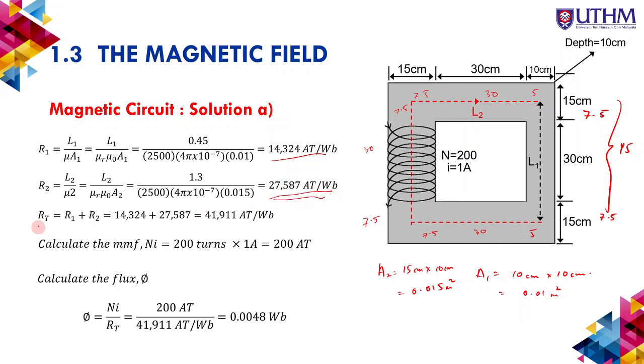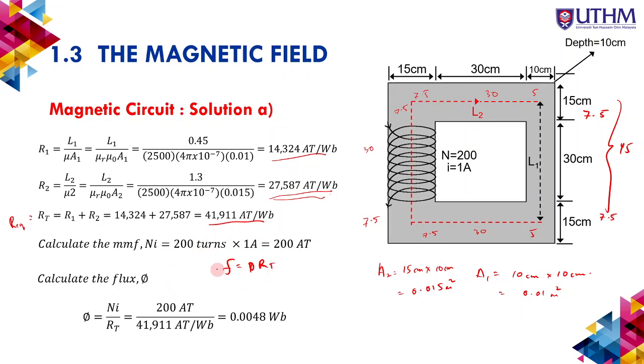Okay, so the R total, or sometimes they call it R equivalent. R equivalent also can. Okay, R1 plus R2. Just sum these two. Then you get the total or the equivalent. And then as I mentioned before, you just use Ohm's law, which is F equal to flux times R total.